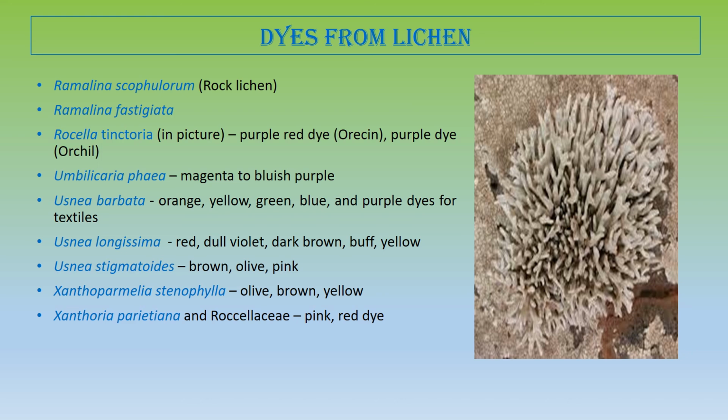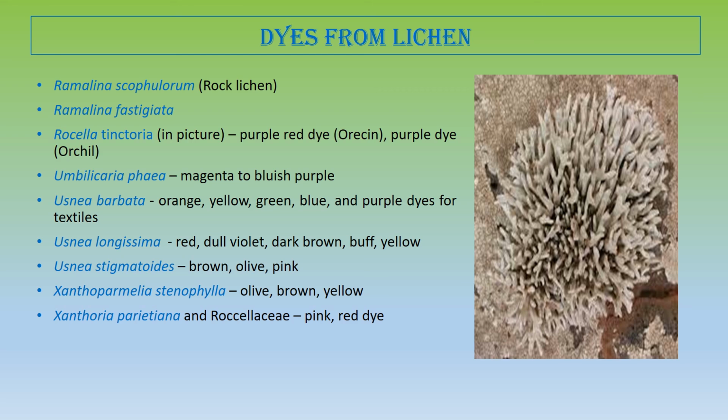Next is the Umbilicaria. Now Umbilicaria belongs to Umbilicariaceae. Umbilicaria lichen mainly gives magenta or purple dye, and it is a crustose lichen, also called by the common name of rock tripe. And this rock tripe is very commonly found in the Mediterranean region. The next is the Usnea barbata.